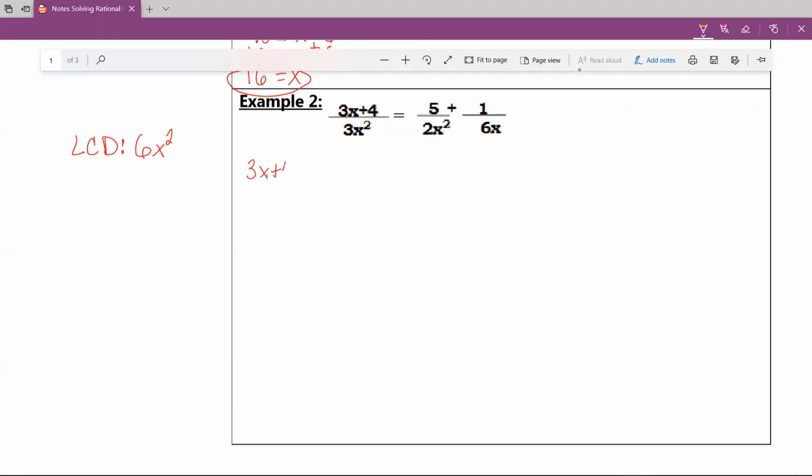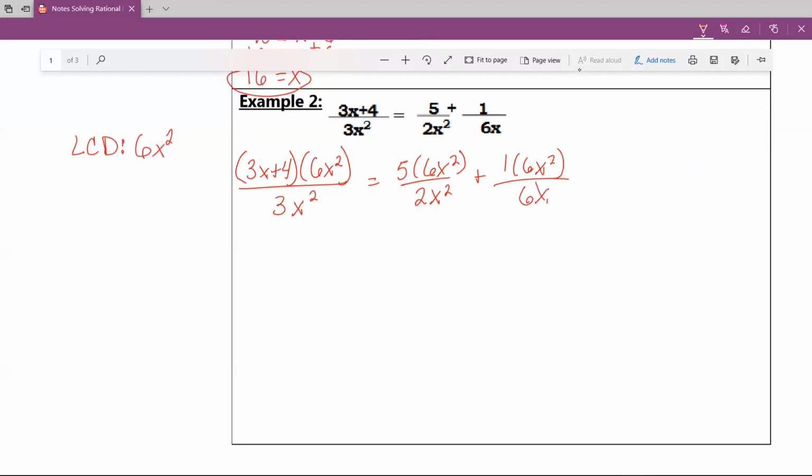So 3x plus 4 times 6x squared over 3x squared is equal to 5 times 6x squared over 2x squared plus 1 times 6x squared all over 6x.